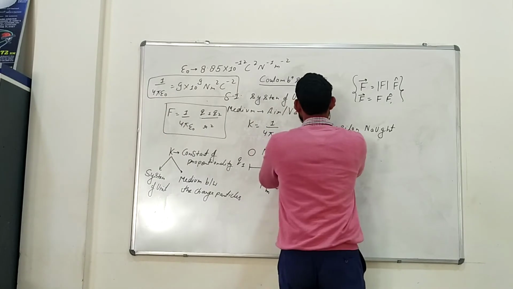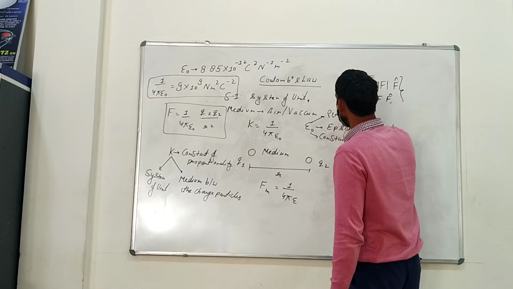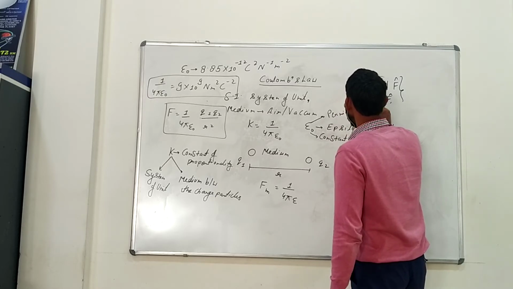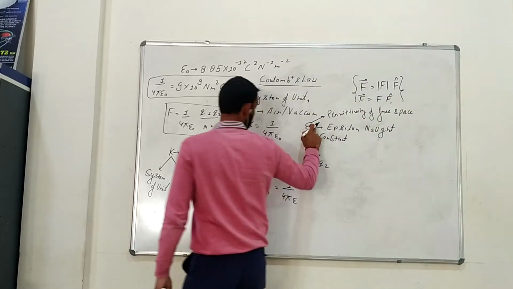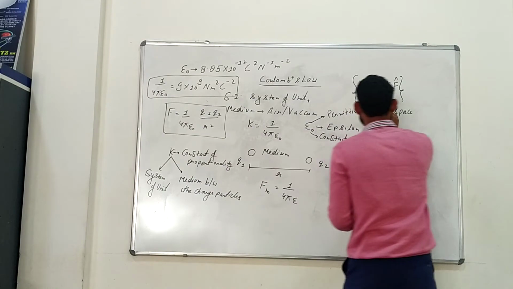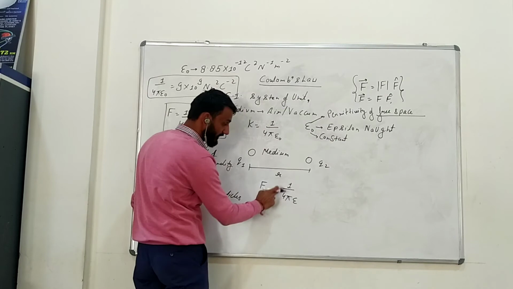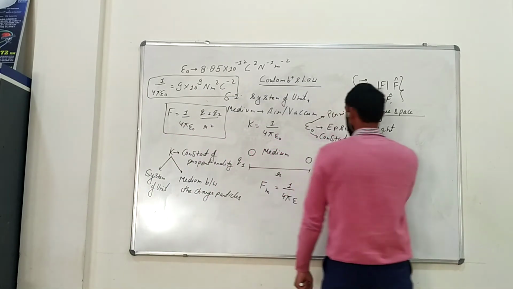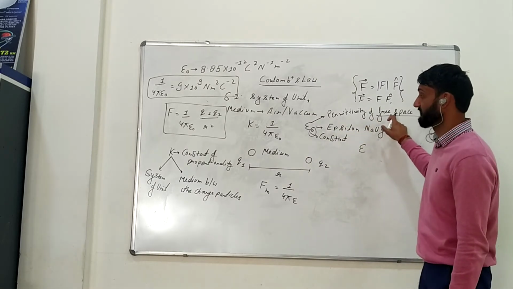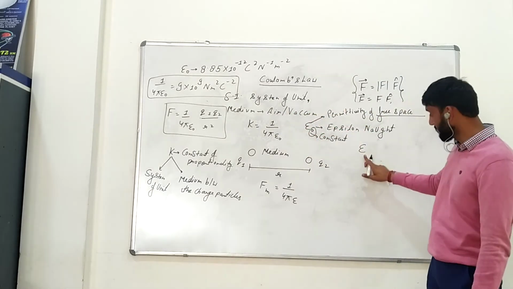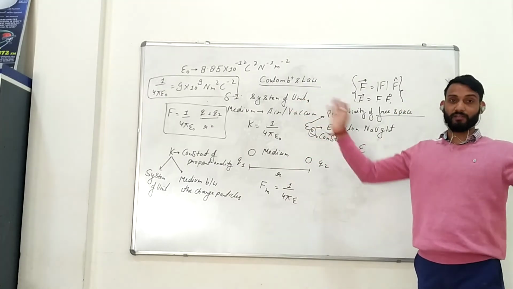Let me tell you the meaning of this also. This is what we call the permittivity of free space. So this epsilon naught has the name permittivity of free space, and when I say free space, I mean air and vacuum. Right now I am using Fm equals 1 upon 4 pi epsilon, I am not using naught. This naught will come only if you have free space, meaning air or vacuum.